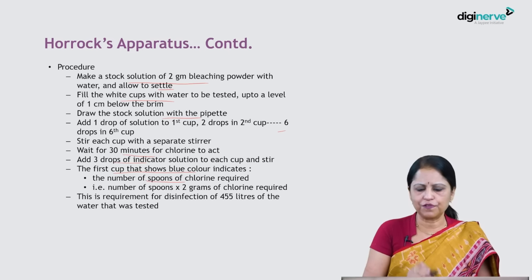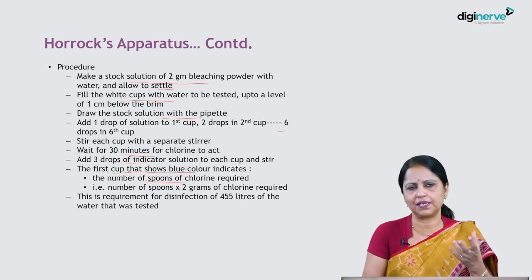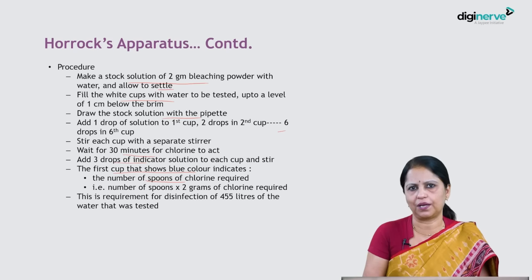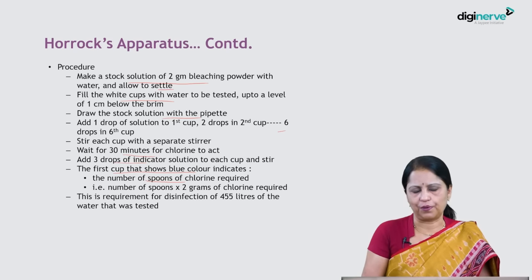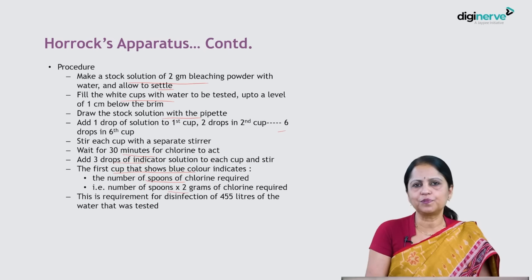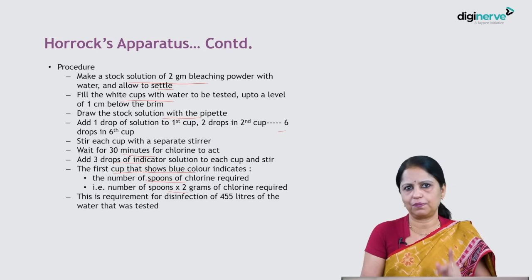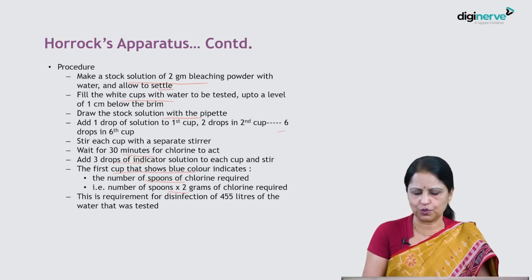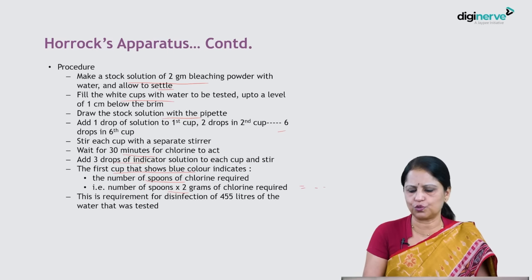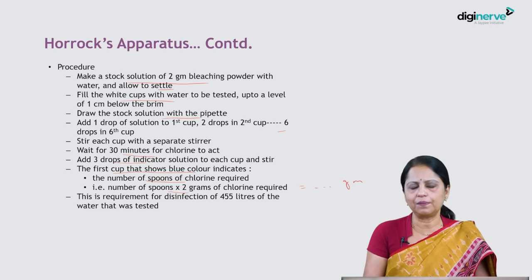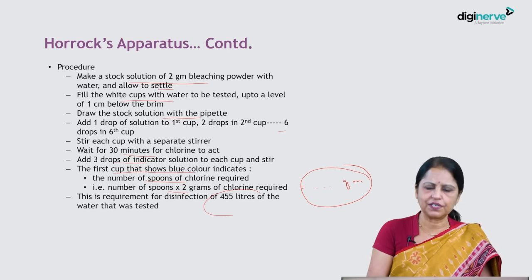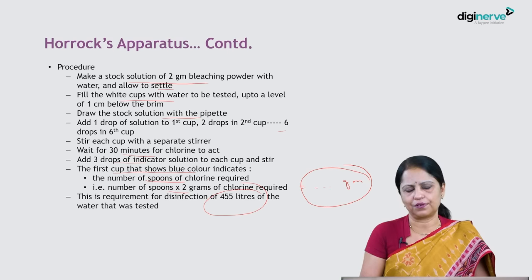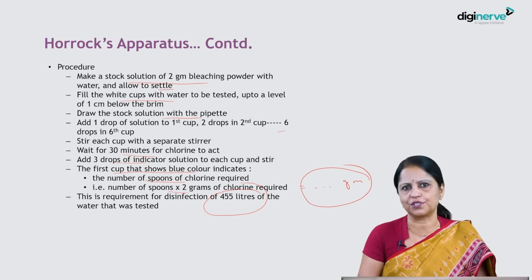That means the number of spoons that are needed. See, if the second cup shows blue color, that means we need 2 spoonfuls of bleaching powder. And that means number of spoons into 2 grams, because you remember 1 spoon is equal to 2 grams. So we calculate it as so and so many grams, and that amount of bleaching powder will be required to disinfect 455 liters of water. So this is the standard procedure that can be followed.